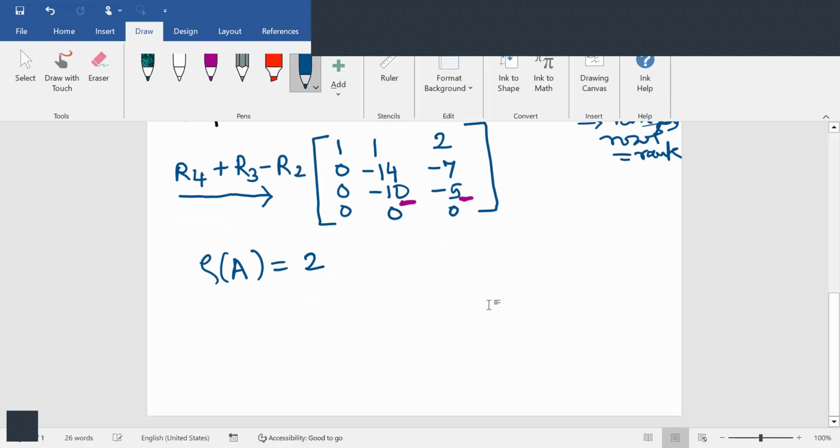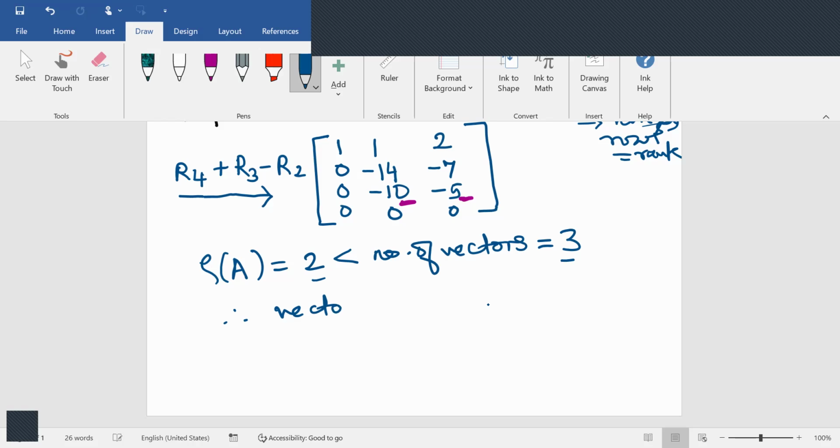Now, if the rank of this coefficient matrix is less than the number of vectors, which in this case is equal to 3, then 2 is less than 3. Therefore, these vectors are linearly dependent. Had the rank been equal to the number of vectors, then these vectors would have been linearly independent.